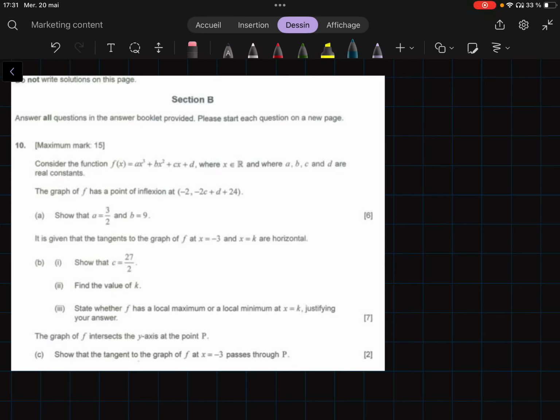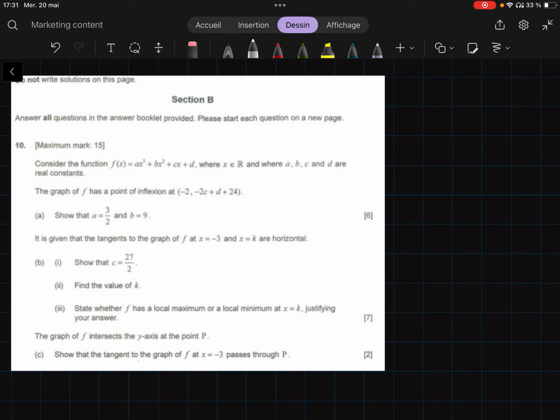Hello, welcome back. So, we are solving the May 26 Time Zone A Paper 1. Now we are solving question 10. I suspect that this is a common question on both the standard and the higher level.